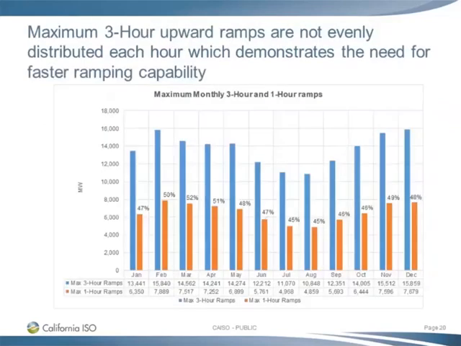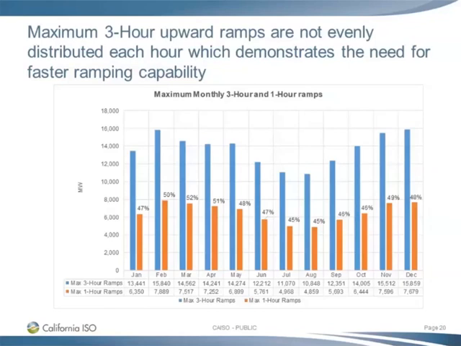Slide 20, well, we wanted to show a couple of things here. When we started doing these studies many years ago, the ramps were more or less close to being evenly distributed, where each hour you'd see more or less similar ramping needs. What we started to notice over the past few years is the 1-hour ramp within that 3-hour ramp could be greater than 50% of the 3-hour ramp.